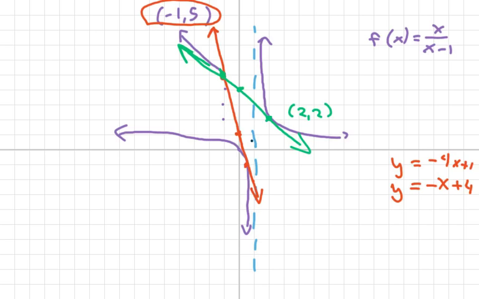So anyway, these are the key points that we were given. This one right here, I forgot to write that one down. That one is (1/2, -1). We got our slopes, and the two tangent lines pass through the (-1, 5) point. That's all.